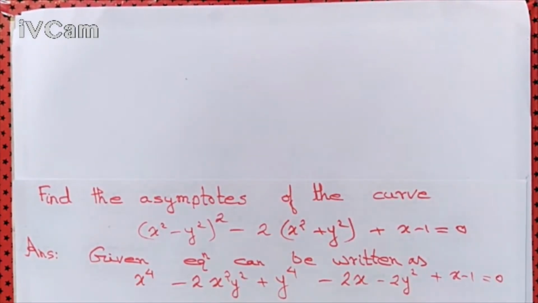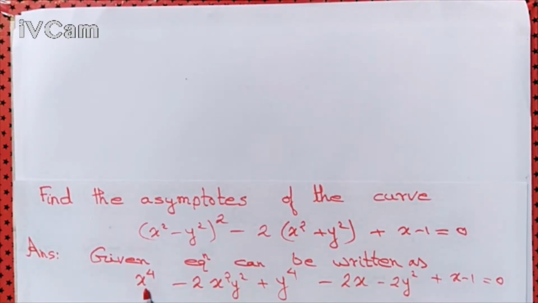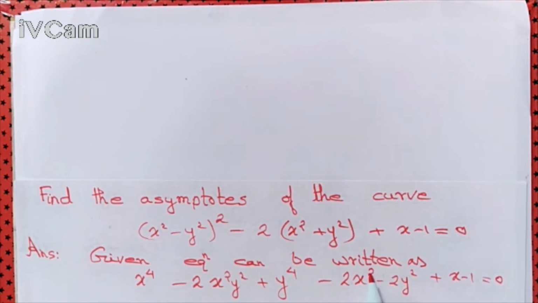Next, we observe the degree of each term here. The degree of this term is 4. The degree of this term is 4. The degree of this term is also 4. I made a mistake, 2x squared. The degree of this term is 2. The degree of this term is 2. The degree of this is 1, and that is 0.